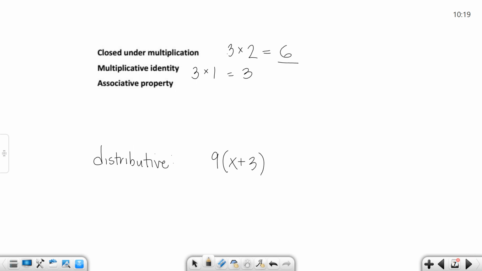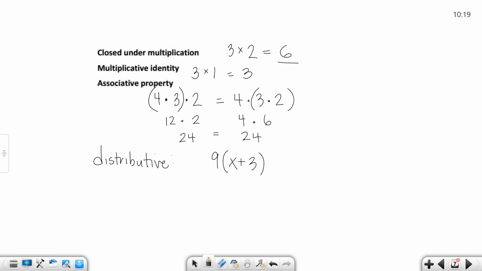Okay, the associative property, that's when you have more than one. So let's say I had 4 times 3 times 2. If I multiply these two first, that's 12. And 12 times 2 is 24. I'm going to get the same thing as if I multiplied these two first. So this is 4, and this is 6. And 4 times 6 is 24.